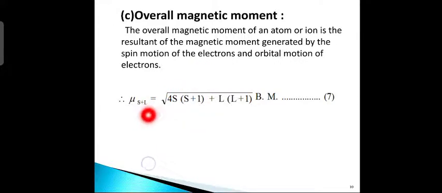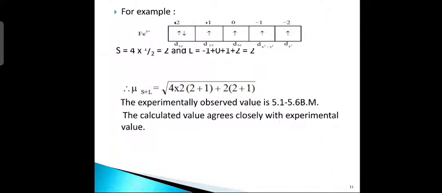So the overall magnetic moment is given by mu S plus L, that means orbital motion as well as spin motion, is equal to the square root of 4 S into S plus 1 plus L into L plus 1 Bohr magneton. Let this equation be the 7th one, where S is the resultant spin quantum number and L is the resultant orbital momentum quantum number.